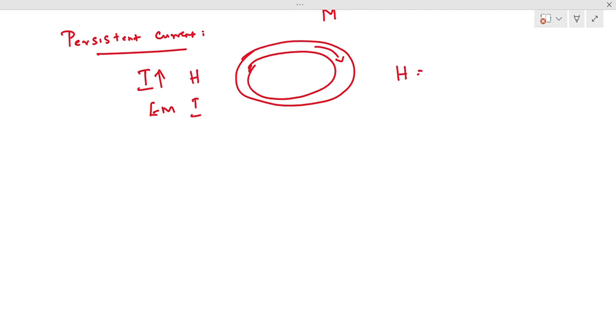When the applied magnetic field is removed, even after the applied magnetic field is removed, the current persists in the ring because the magnetic flux lines are trapped inside the ring. This is because the resistivity becomes zero, as well as it is a ring form of a superconductor.